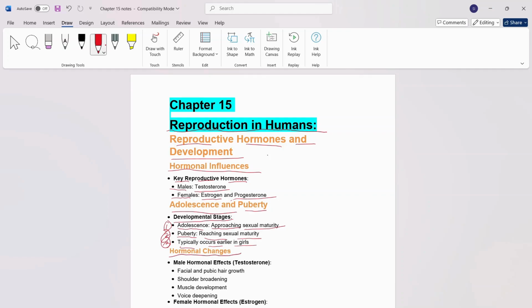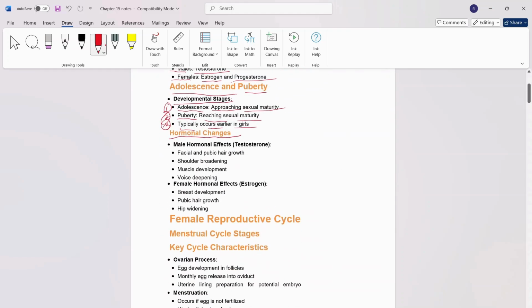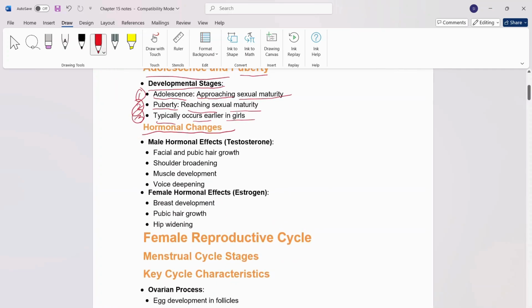Now let's talk about hormonal changes. Male hormonal effects: testosterone causes facial and pubic hair growth, shoulder broadening, muscle development, voice deepening. In females, hormonal effects: estrogen includes breast development, pubic hair growth, hip widening.